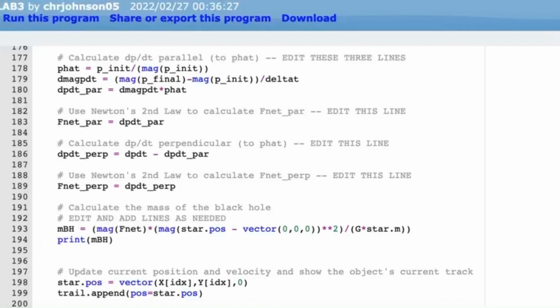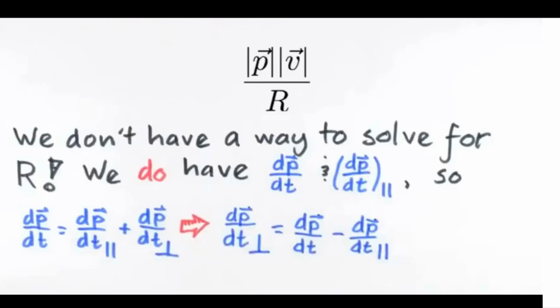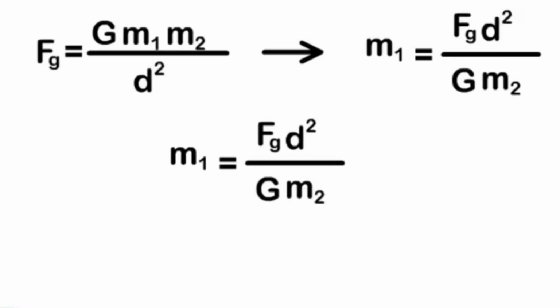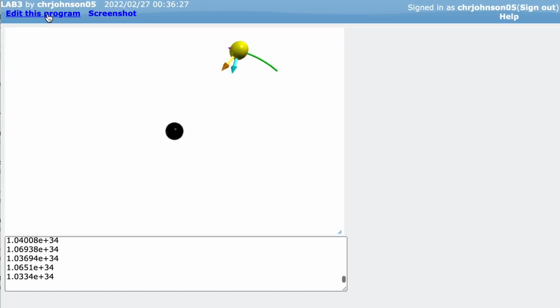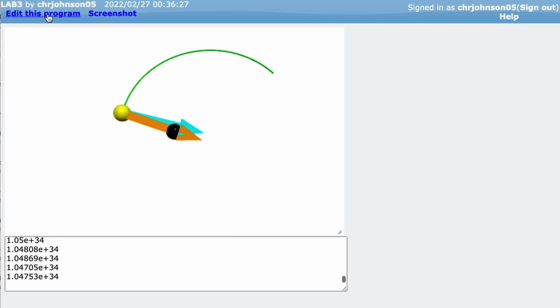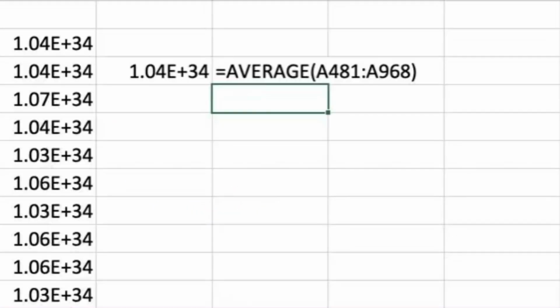In line 180, we are able to find the parallel component of the net force by taking the derivative of the magnitude of momentum with respect to time and multiplying it by the unit vector of momentum. Because we know the parallel component and net force, we can find the perpendicular component through the transitive property in line 186. We use the original gravitational force equation to calculate the mass of the black hole in line 193, and then we run our code. We can see our force vectors making sense, as well as our code outputting the mass of the black hole through every iteration. I average this in Excel to get a final mass of 1.04 times 10 to the 34th power.